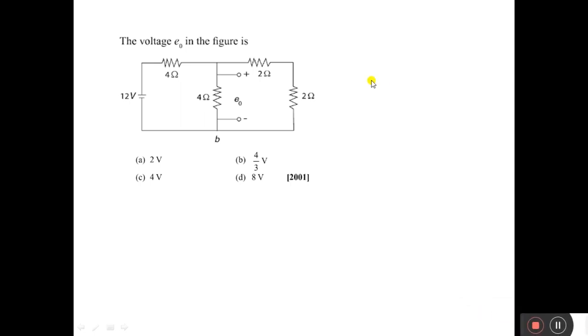Within 5 minutes, I will complete. The voltage E0 in the figure is this one. They are asking to calculate the voltage across this. So very simple, you can do it with nodal analysis, right?